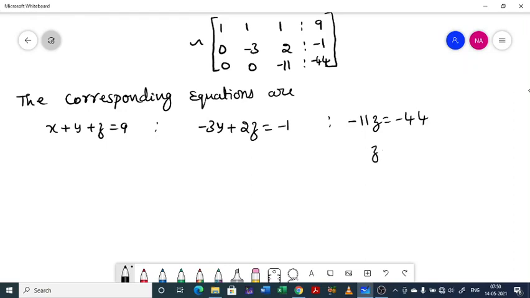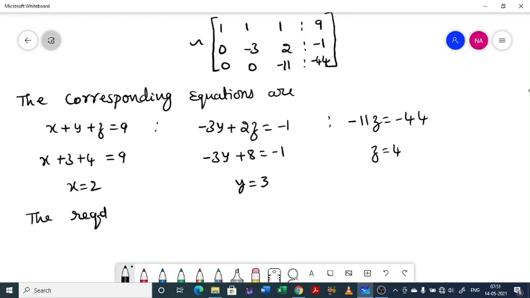So from this we can get z equal to 4. Minus 3y plus 8 equal to minus 1, so minus 3y equal to minus 9. Minus 9 by minus 3, we get y equal to 3. And x plus 3 plus 4 equal to 9, so x plus 7 equal to 9, so x equal to 9 minus 7, 2. The required solution is 2, 3, 4. So that is problem C.